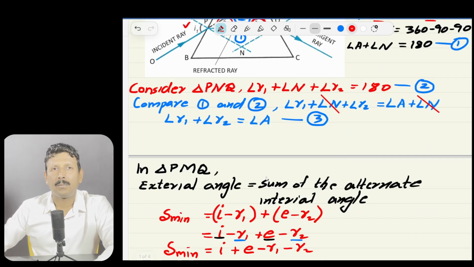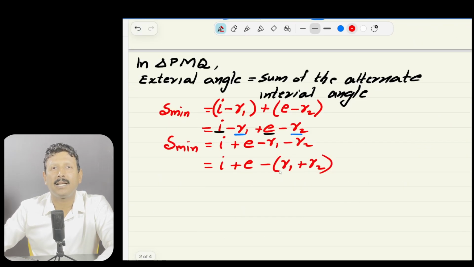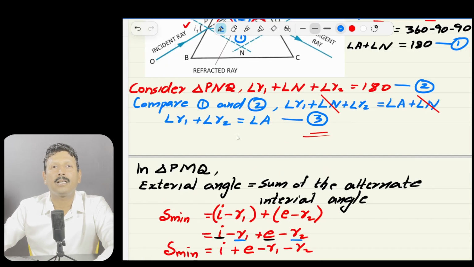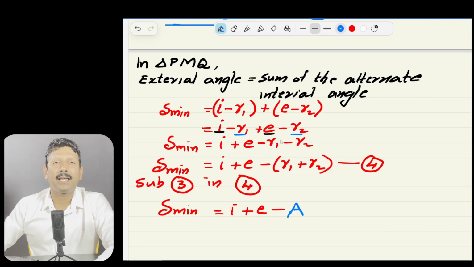Why did we write R1 plus R2? Because equation number 3 says R1 plus R2 is equal to angle A. So done, we numbered this equation number 4. Now this is the time to bring equation number 3 that we had before: R1 plus R2 is equal to angle A. Bringing that here and substituting, we get I plus E minus A. You can see I am showing equation number 3 here. So I plus E minus A, delta minimum.